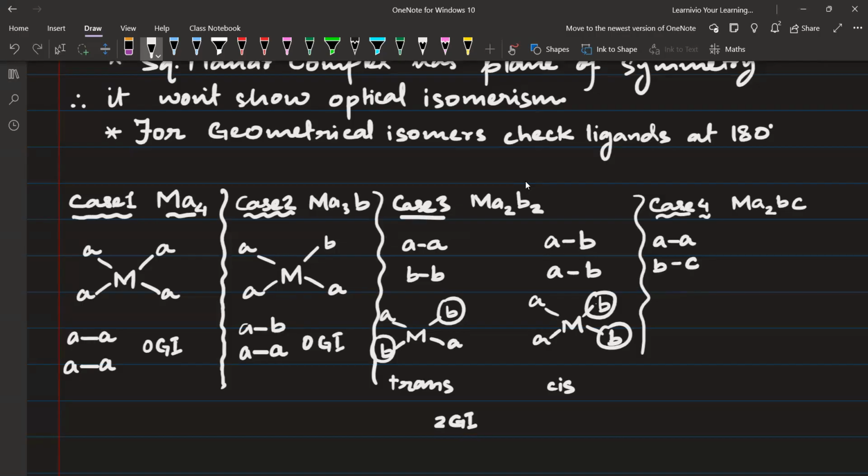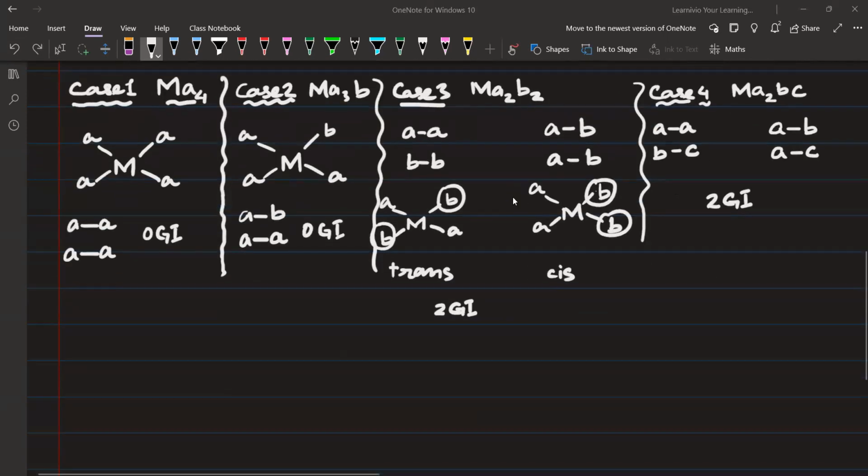In that we can have A opposite to B and A opposite to C. Any other case that we can have? No. Right? तो two geometrical isomers ये बना तो लेंगे आप, है ना, you can draw the complex. हाँ ठीक है. Now last case when we have all four ligands different.